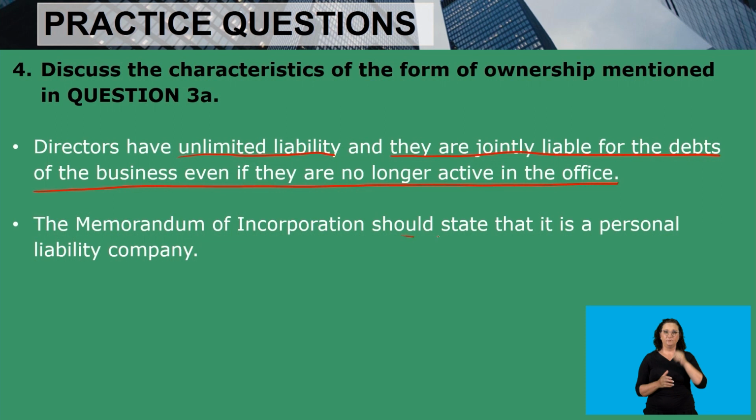They can go and take their personal assets to come and pay for the debts that they have caused for this particular business, which we call a personal liability company. The Memorandum of Incorporation should state that it is a personal liability company. Why should it state that it is a personal liability company? Because the Memorandum of Incorporation is the document that is used by companies when they start their business, when they want to operate. So obviously it has to be stated so that it is clear which form of ownership this particular business is. So it has to be stated that it is a personal liability company.